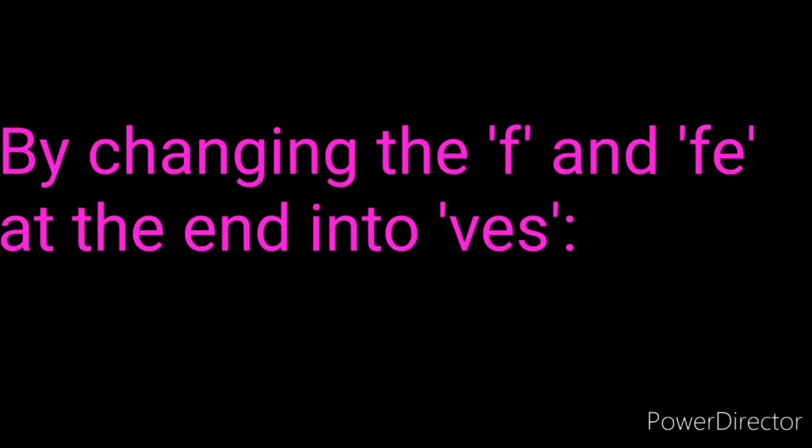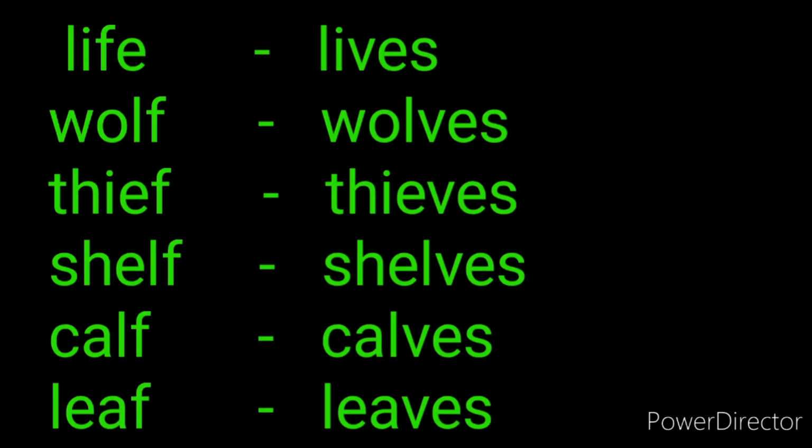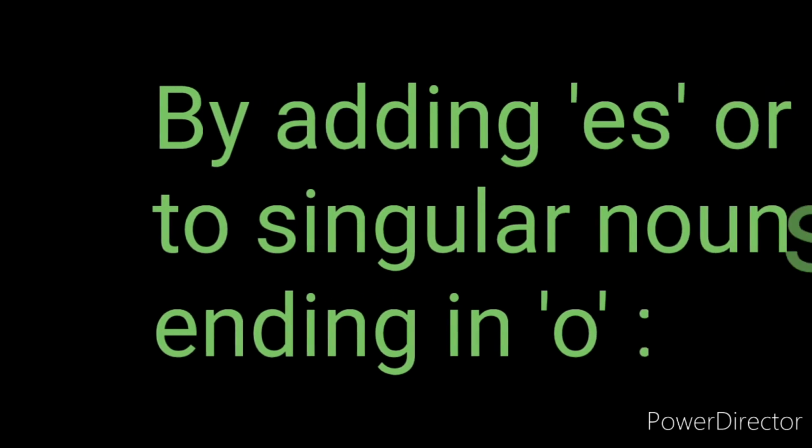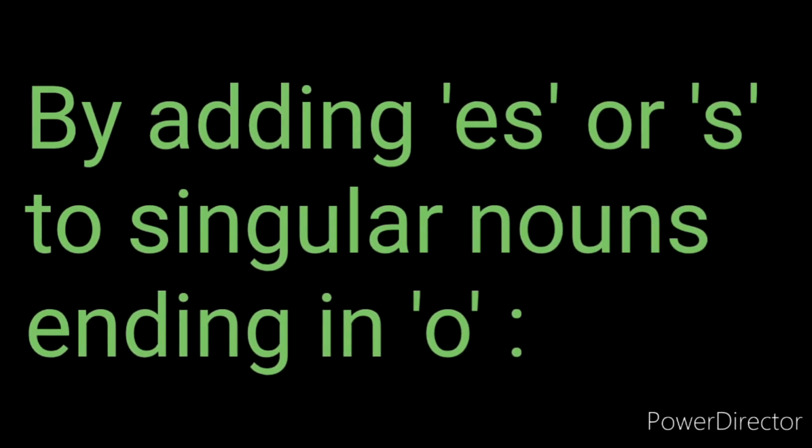Next one. By changing the F and FE at the end into VES. Examples: life, lives. Wolf, wolves. Thief, thieves. Self, selves. Half, halves. Leaf, leaves. If the noun ends in F or FE, the plural is formed by changing F or FE into VES.